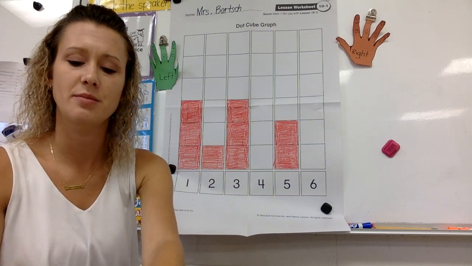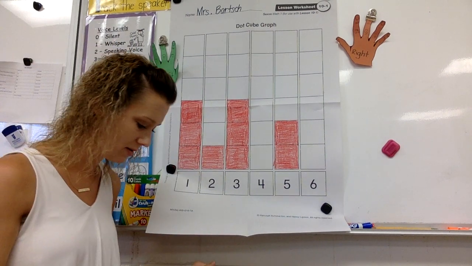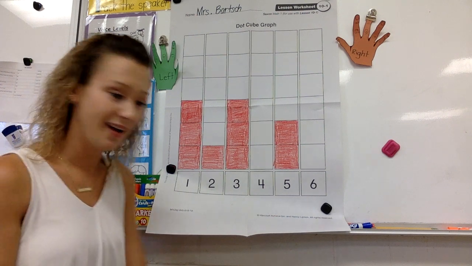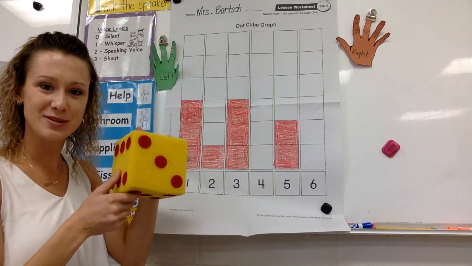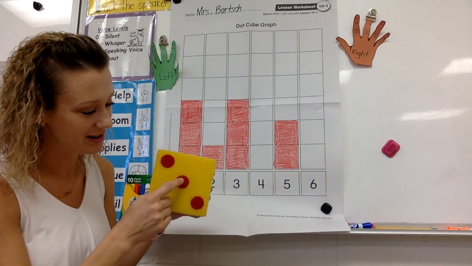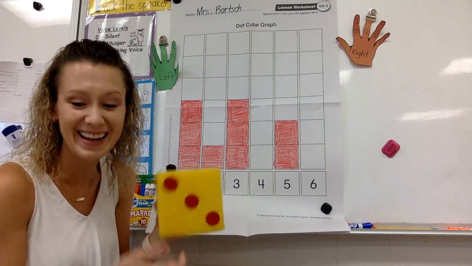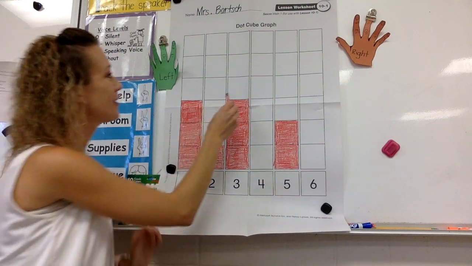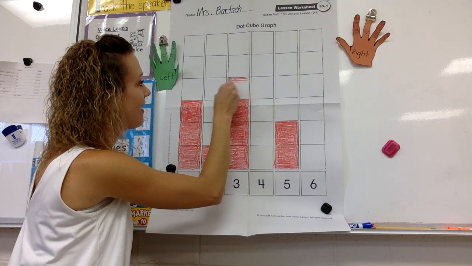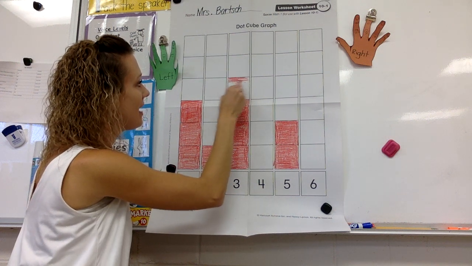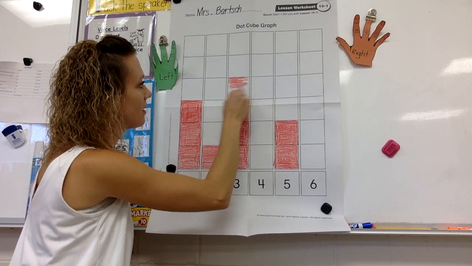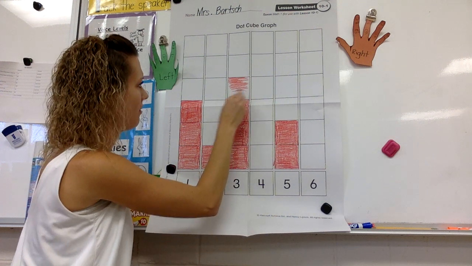All right, my next number that I'm gonna roll. Look who's on top. Count with me. 1, 2, 3. Color another one by number 3. Wow. 3 just got 2 in a row.